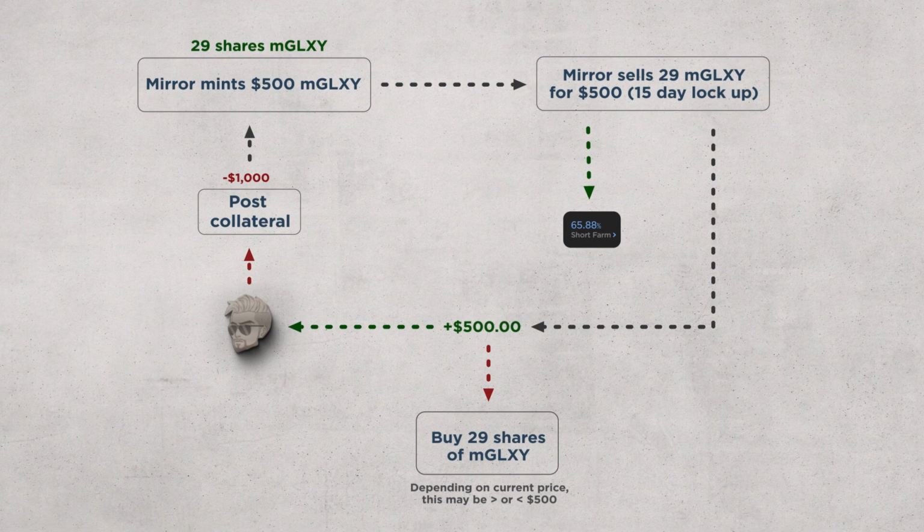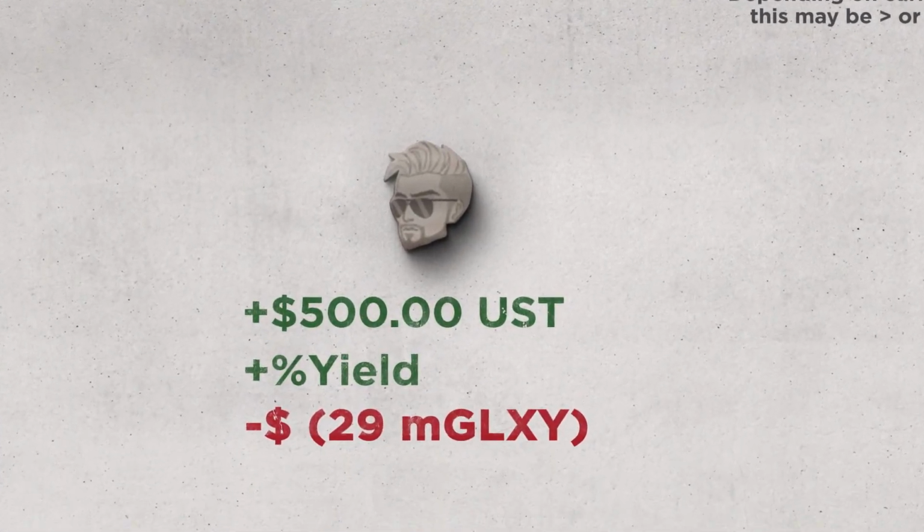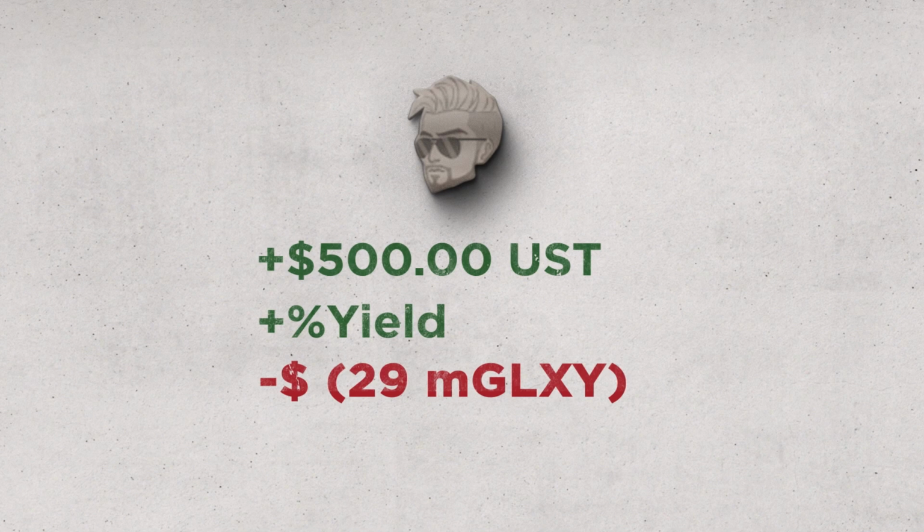Either way, once you repay the 29 shares, your $1,000 in collateral is unlocked and returned to you, free to use again. At the end of the trade, your P&L will be based on the $500 you received from the short sale, the amount of yield you received over the length of the position, minus the cost of the 29 shares. All right, now that you've got a general idea of how the process works, let's go ahead and open a live position on Mirror.